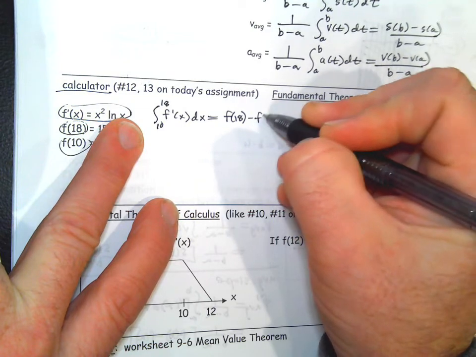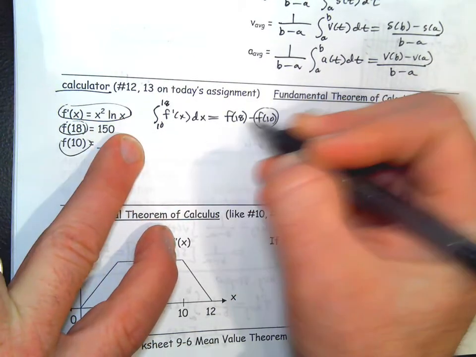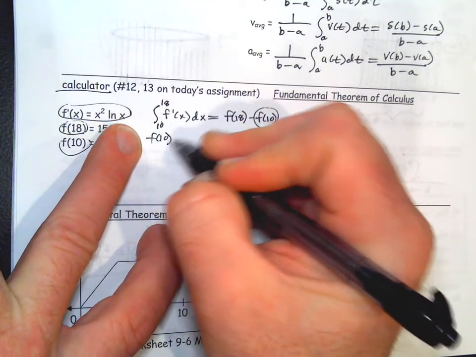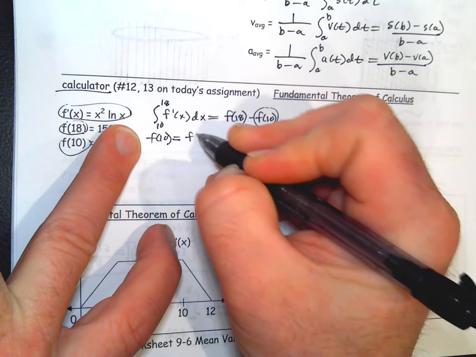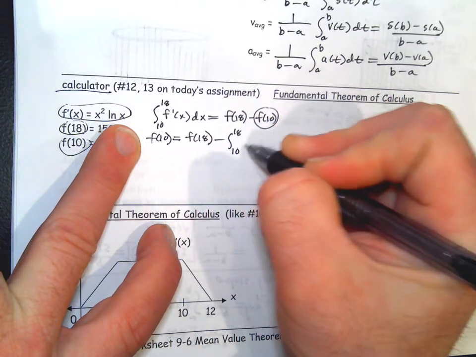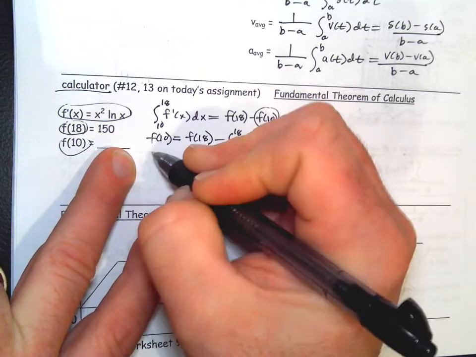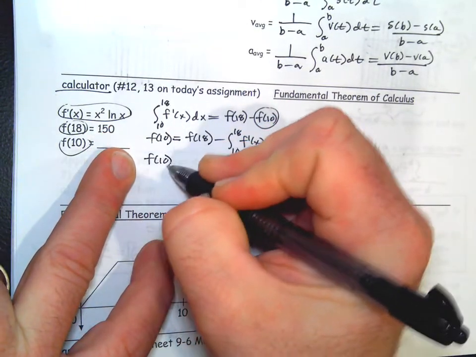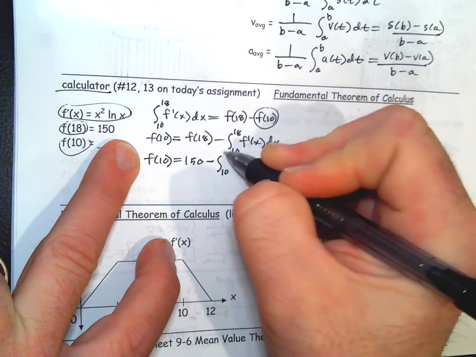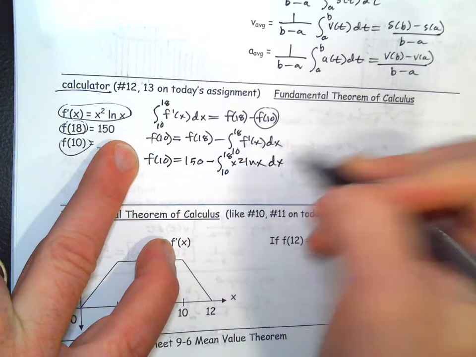And so that's what I'm going to do next, I'm going to plug these in. This is what I'm looking for. So if I add this and subtract this over here, I get f of 10 equals f of 18 minus the integral of 10 to 18 of f prime of x dx. Right? And we have f of 18 is 150. And we have f prime is x squared natural log of x. This is fundamental theorem of calculus part 1.